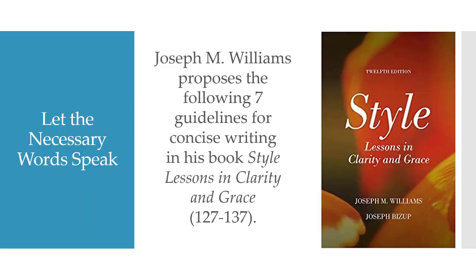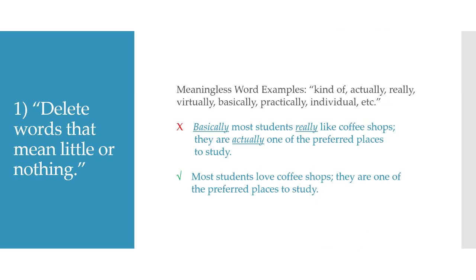Joseph M. Williams proposes the following 7 principles for concise writing in his book, Style, Lessons in Clarity and Grace. Principle 1. Delete words that mean little or nothing. Examples include kind of, actually, really, virtually, basically, practically, and individual.